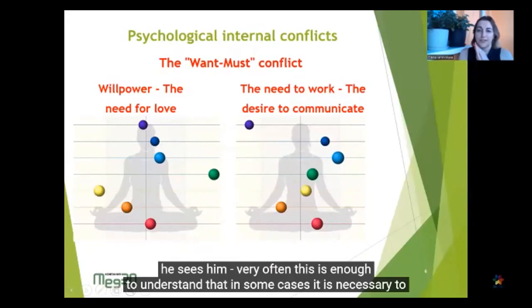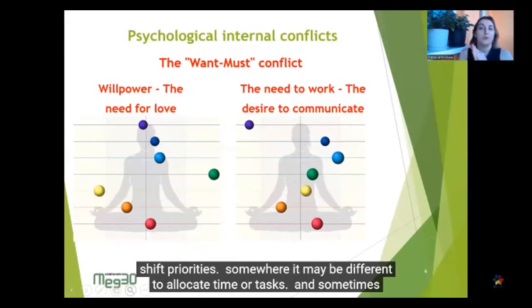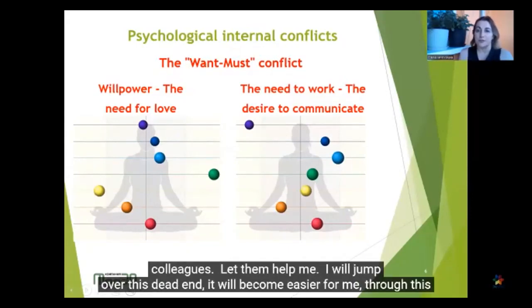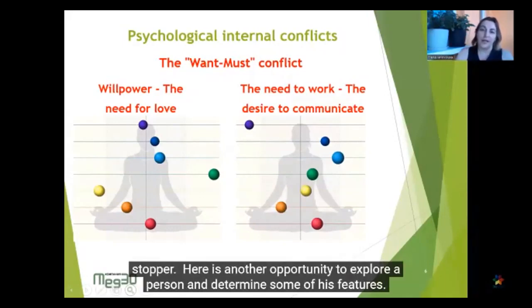And when he sees this on the screen, very often this is enough to understand that in some cases it is necessary to shift priorities in life. Sometimes it may be necessary to allocate time or tasks differently, so you need to change something in life. This is enough for a person to say, "Oh yeah, I understand, I need the help of my colleagues, let them help me. It's not like I should do everything myself. I will jump over this dead end, I will overcome it." And here's another opportunity to explore a person and determine some personal features.